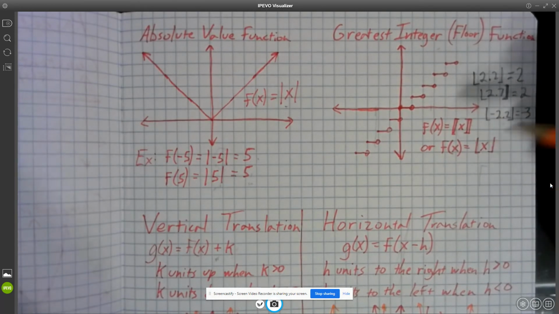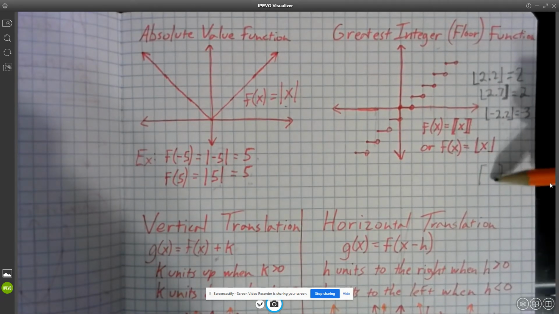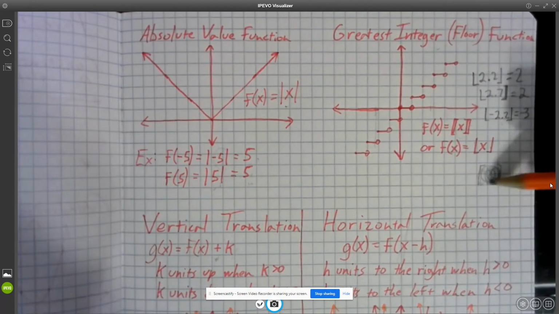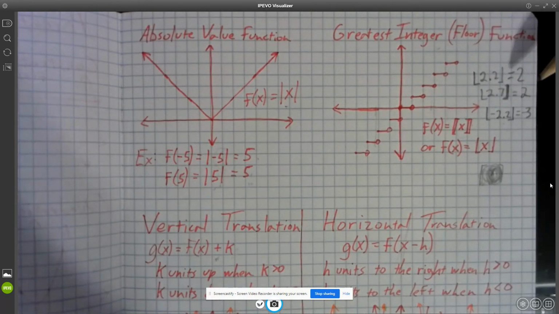I'll write that just a little bit darker. It looks something like this. That would be the ceiling, but you don't have to worry about that. So don't even write that down. I don't want to add more to what you have to do.